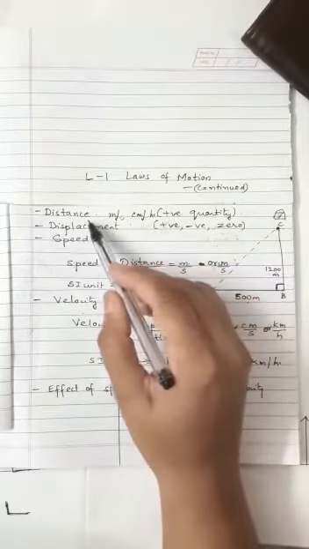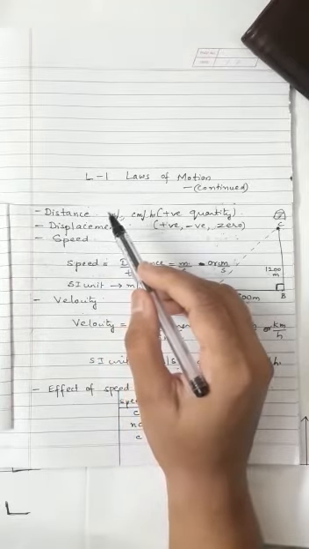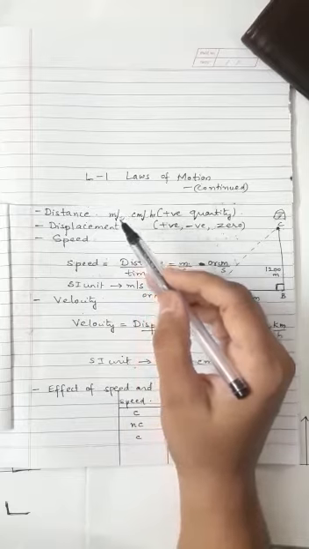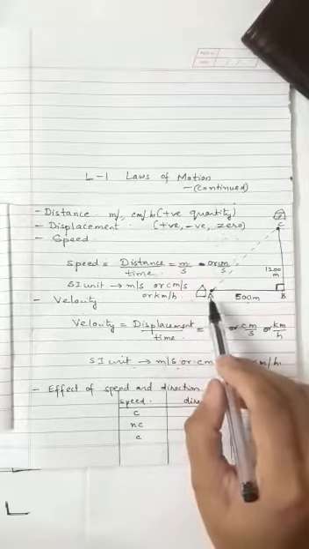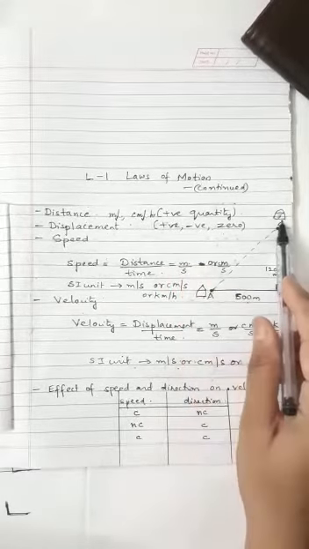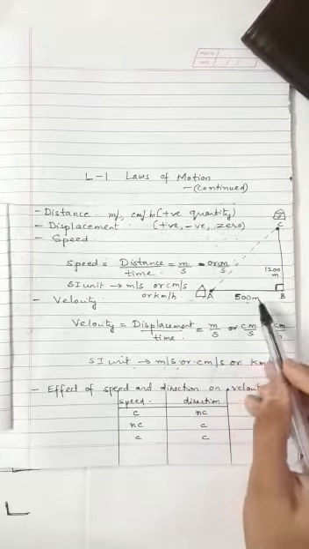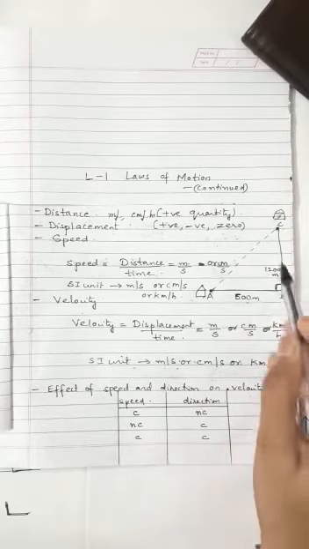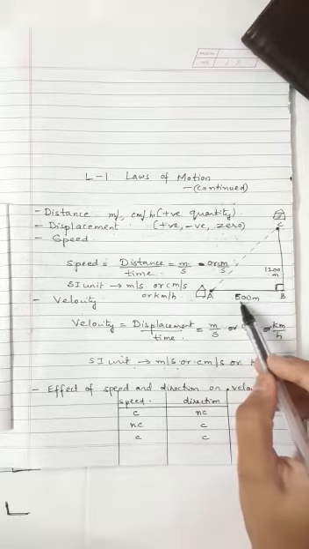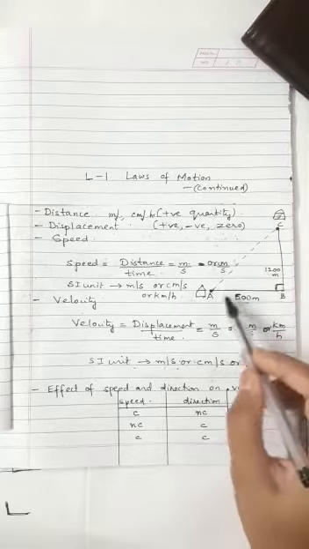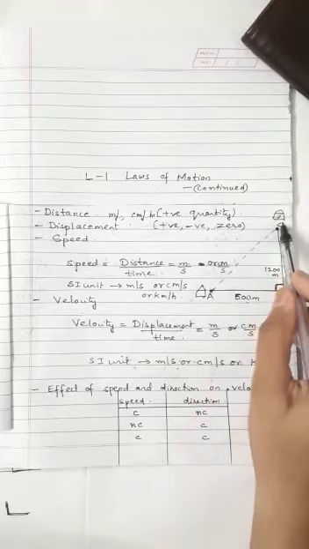Now, let us first know what is distance. Distance is the length of the actual path travelled by an object in motion. If this is my house and this is my friend's house, to go from point A to point B, I have to travel 500 meters, and to travel from point B to point C, I have to travel 1200 meters. So in total I have to travel a distance of 500 plus 1200, that is 1700 meters, to reach my friend's house from my house.